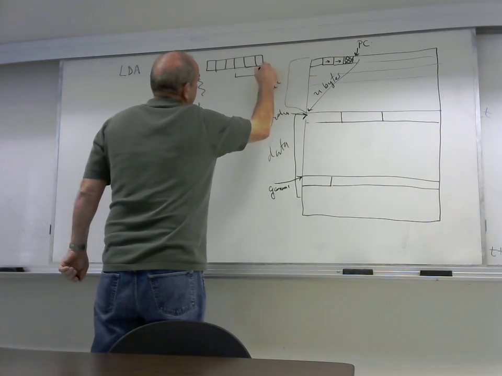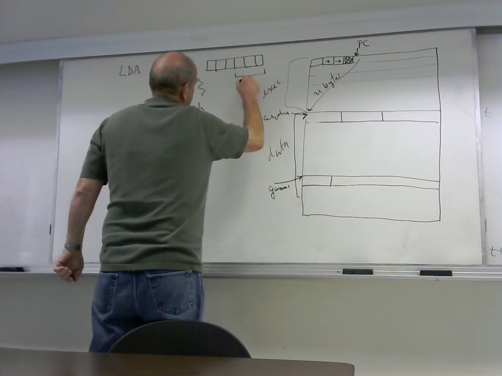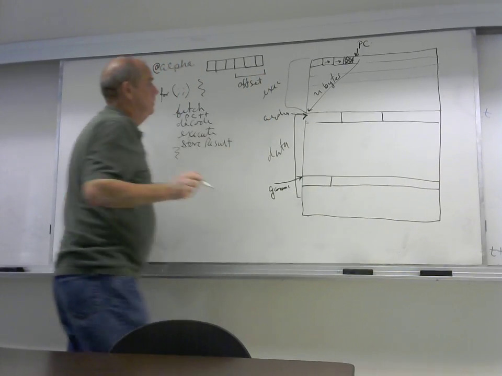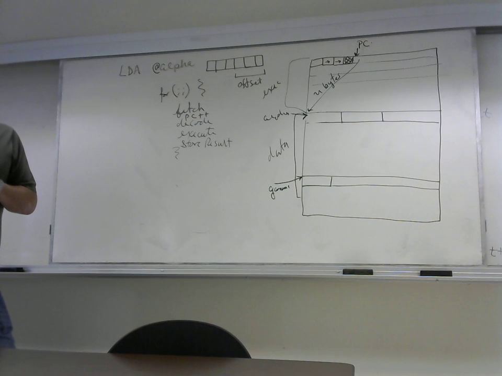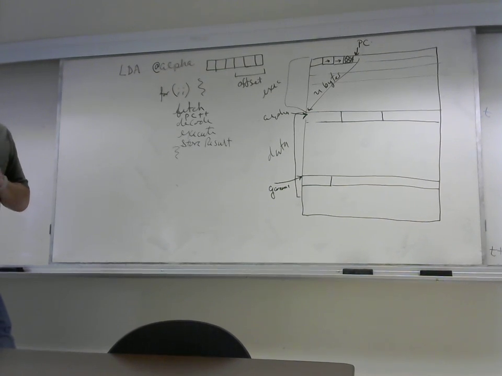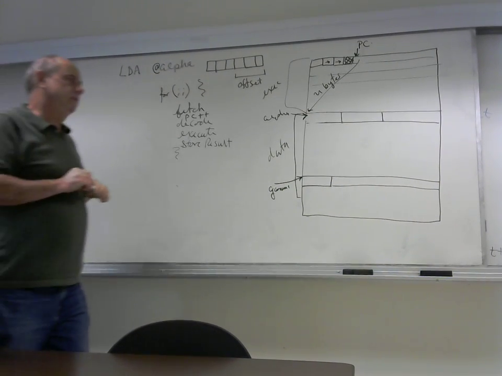And here is the offset. This is the number of bytes from the program counter to alpha. Easily calculated. Any questions on this? All right.